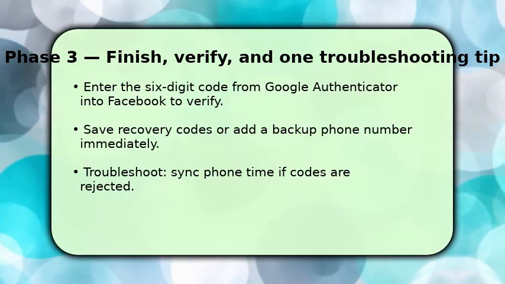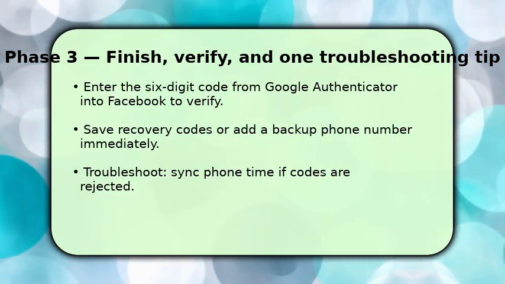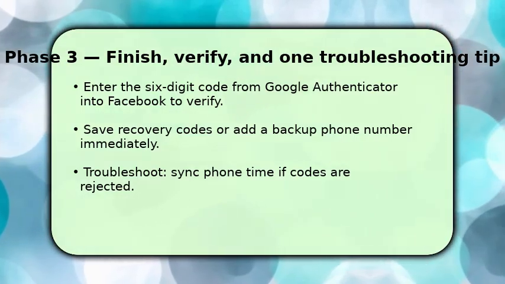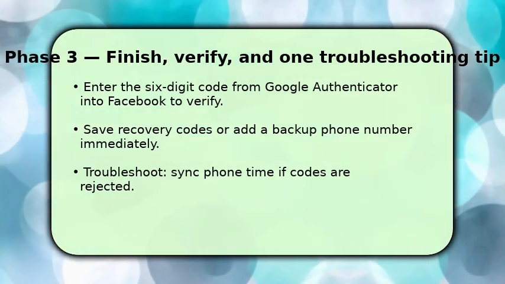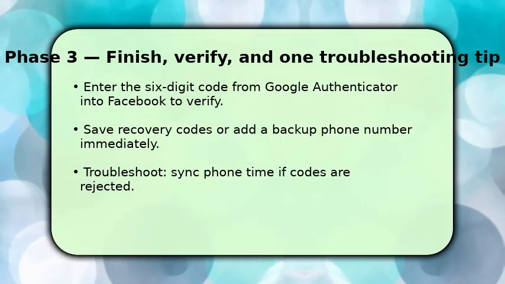Make sure to download or copy the recovery codes and store them somewhere safe, and consider adding a backup phone number for account recovery. If Facebook rejects the code, sync your phone's time in the Authenticator app settings. Time drift is the usual culprit. Then try the code again.